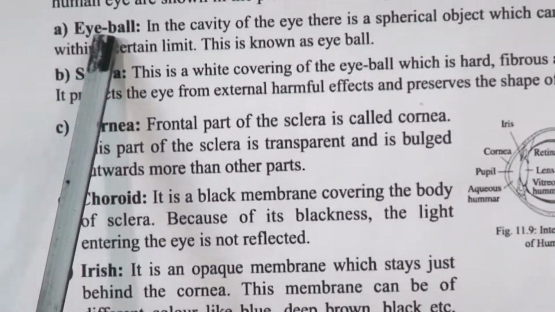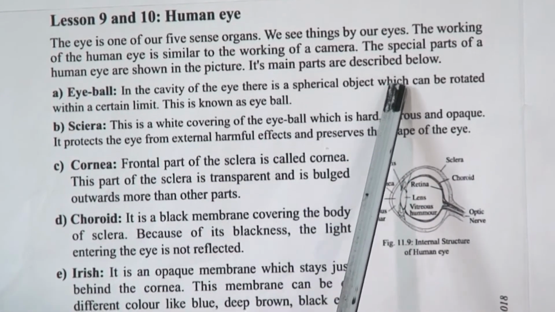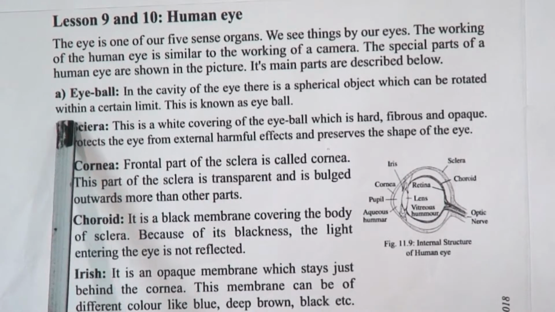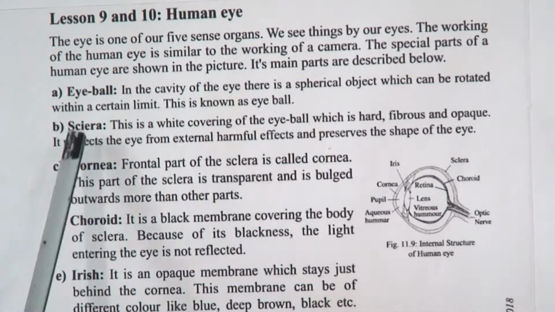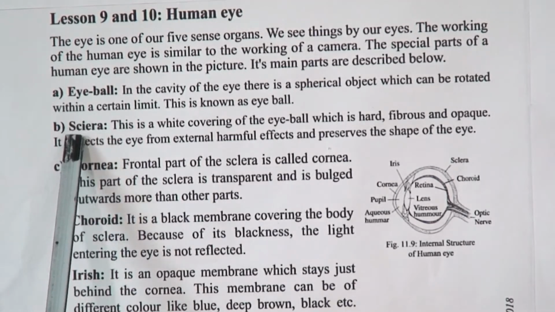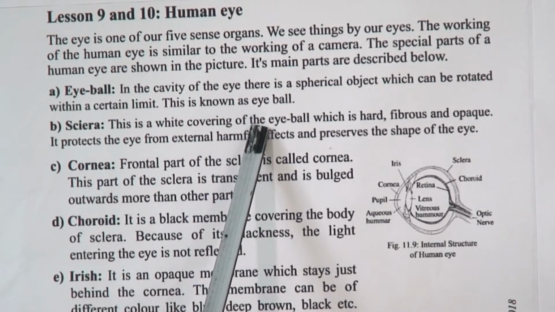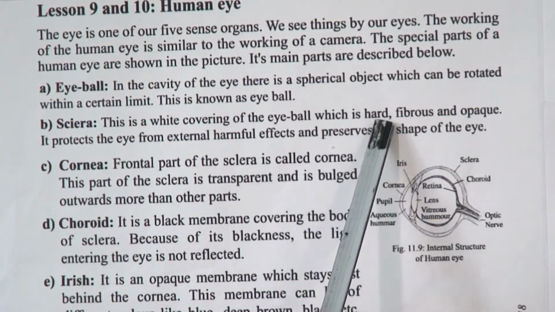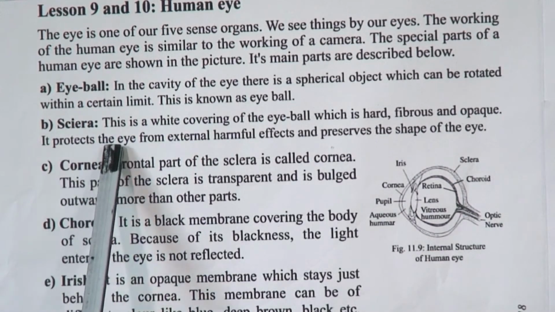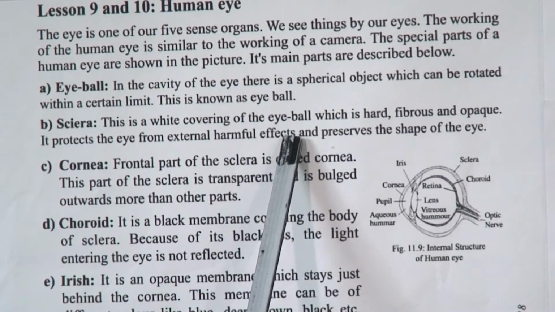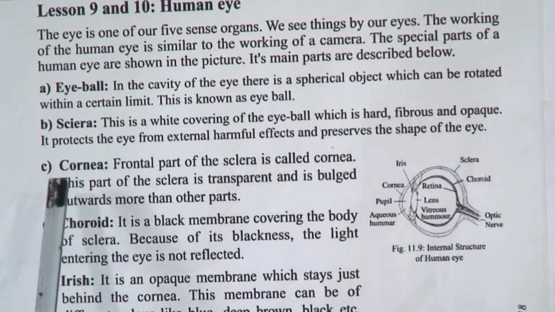First portion is the eyeball. In the cavity of the eye there is a spherical object which can be rotated within a certain limit. This is known as the eyeball. Second part we will discuss is the sclera. This is a white covering of the eyeball which is hard, fibrous and opaque. It protects the eye from external harmful effects and preserves the shape of the eye.